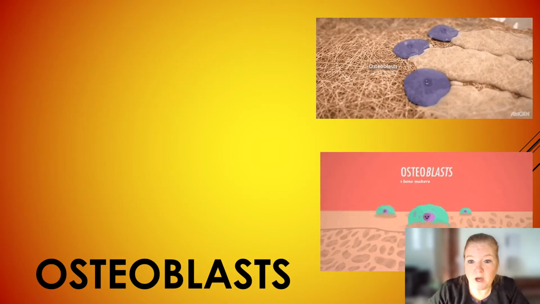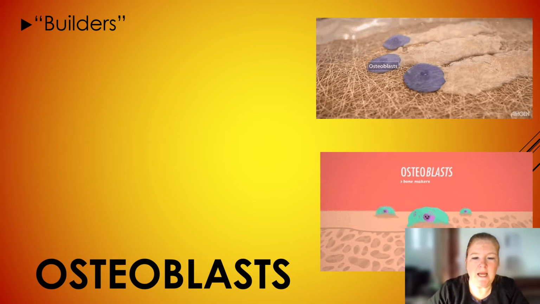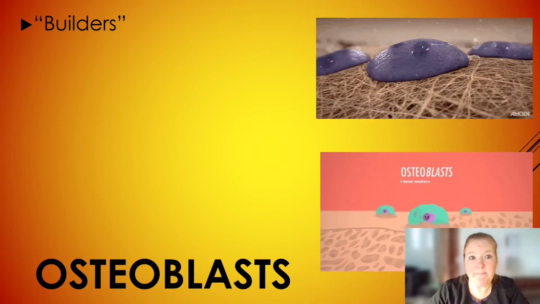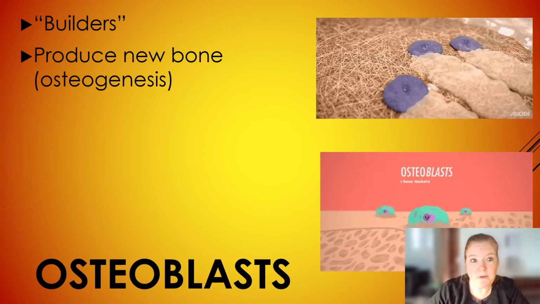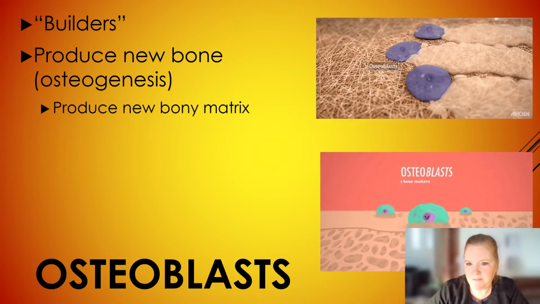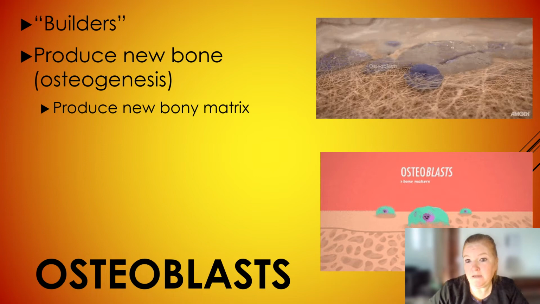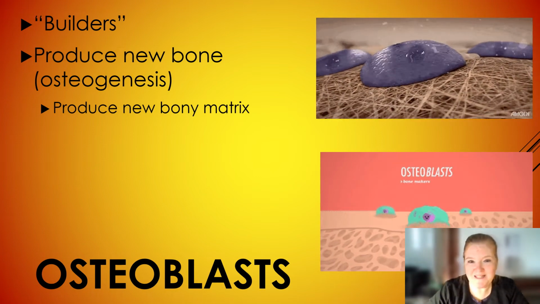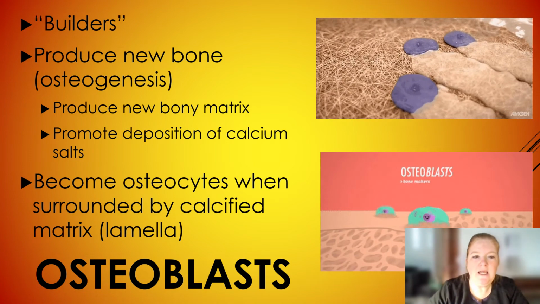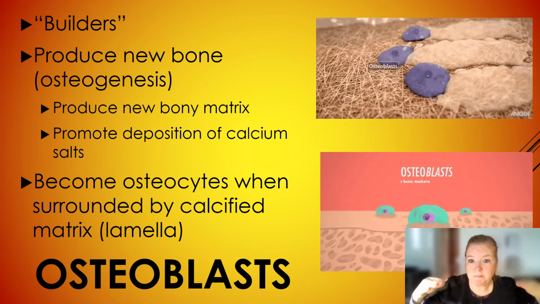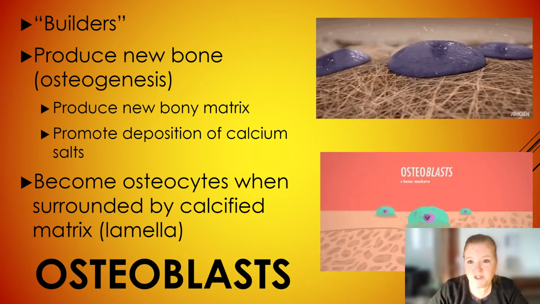And then we have osteoblasts. Now they're builders. Blasts are builders, clasts are cleaners. They produce new bone. So they lay down a bony matrix, and as they get buried beneath, they become osteocytes. And so they help to deposit calcium salts. And again, as they get buried beneath bone, they're going to become the osteocytes.